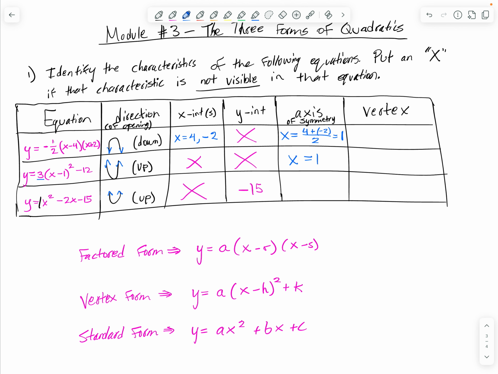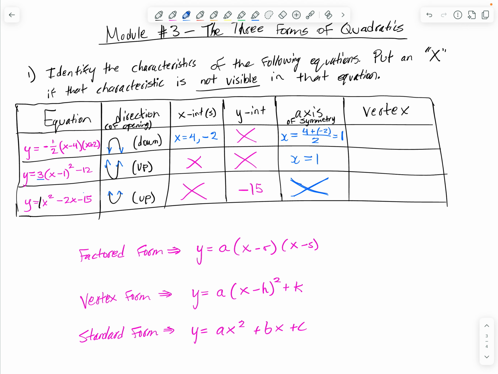All right, and last but not least, standard form right here. I cannot say anything about the axis of symmetry just by looking at that, so I leave that there. Okay, so generally we're trying to limit the math just by looking at it, so I can't do anything. These, by the way, are like x equals, whereas this is like, I don't know, so I put an x there.